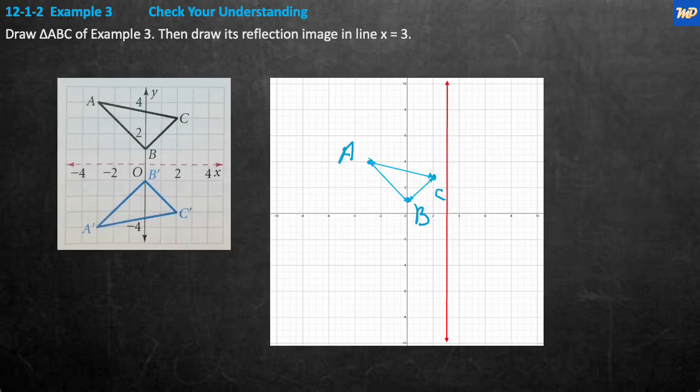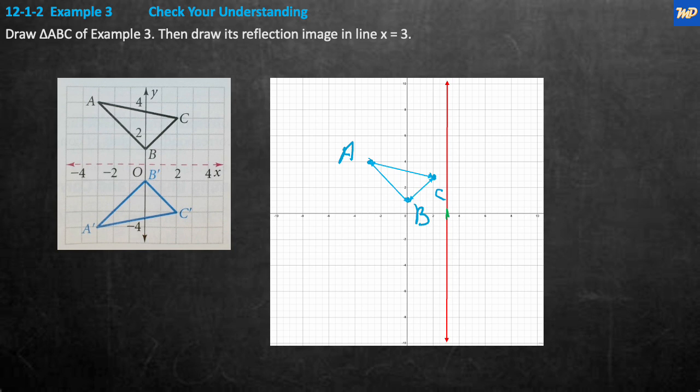Okay, so I'm sure you've had time to look at it and come on back. So it says draw a triangle ABC of example 3. Here I've included it. And then draw its reflection image in line x equals 3. So how are we going to do that? Well, I started it for us. I just haven't drawn the image yet. This is the pre-image. I put the pre-image on this graph, and with it on the graph, I placed our line right here at x equals 3.